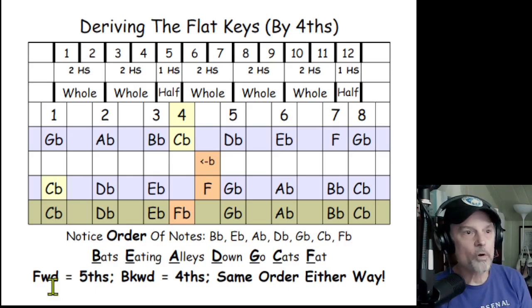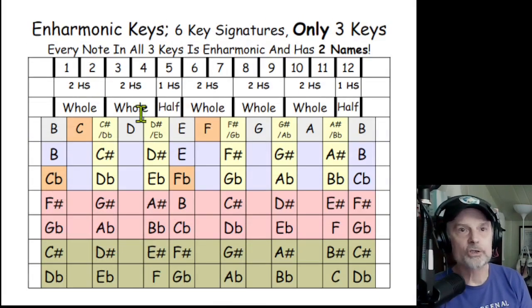So going forwards, we move by fifths. Going backwards, we move by fourths. But it's the same order either way. This chart shows the enharmonic keys. There are 6 key signatures here: B, C flat, F sharp, G flat, C sharp, D flat.